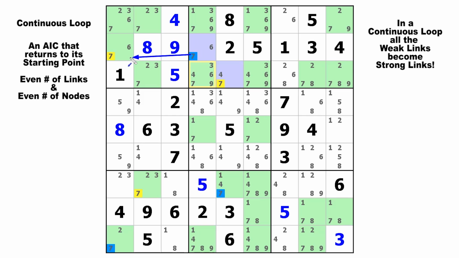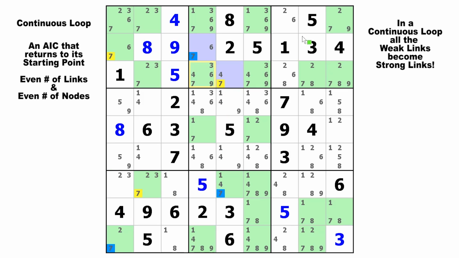We've got strong, weak, strong, weak, and strong, okay? But now, if we connect this last link and make a weak link between those two candidates, now we've got a continuous loop which tells us that all those weak links are strong links. They're effective strong links because you could remove any one of those weak links and you'd be left with an X chain. So that means wherever there's a weak link, you can remove all other same digit candidates from the rest of that house. Now let's get rid of those arrows.